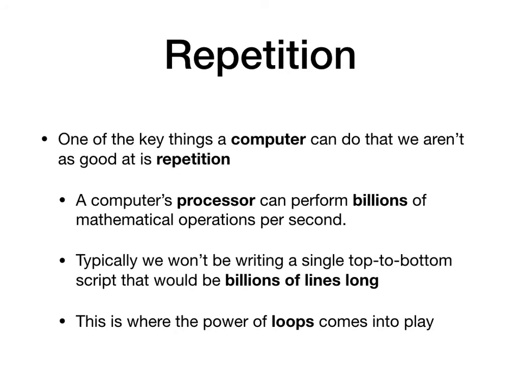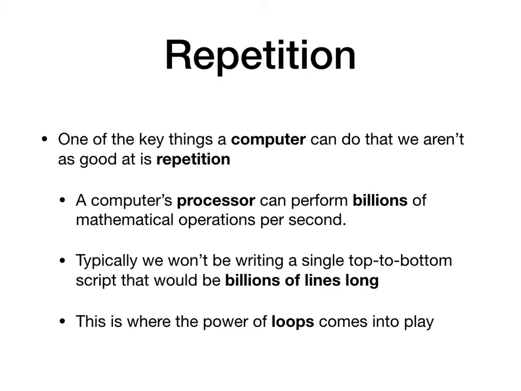This is one of the most powerful things that a computer can do because we aren't good at it. We like to do things once, and then it's kind of annoying after that, right? So your processor, and every computer, including your phone at this point, can do billions of mathematical operations per second. I mean, that's everything, right? Even processing a string is just moving math around inside of a computer. So it can do billions of these things.